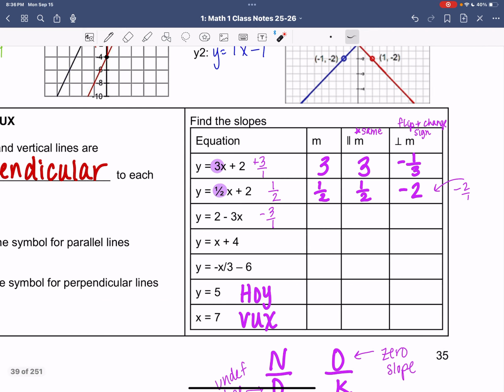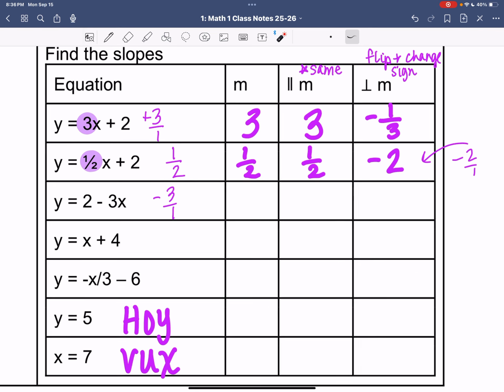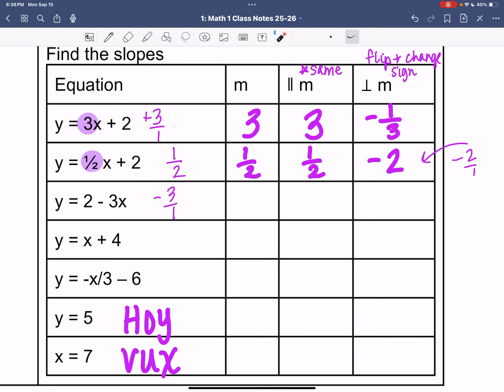All right, so now we're going to start this table. And what I would write up here is if you want parallel, it's going to be the same as your original slope. If you want perpendicular, you have to flip and then change the sign, or negative reciprocal.